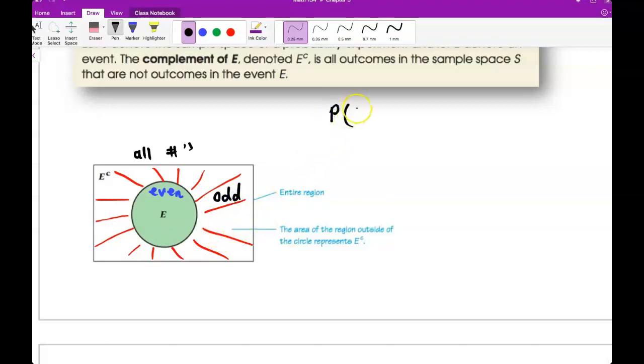So probability of complement of E is equal to 1 minus probability of E. And also here in this part, this is probability of our sample space, and that is equal to 1.